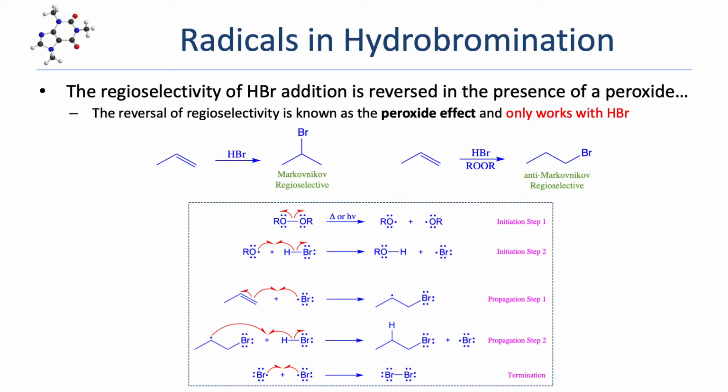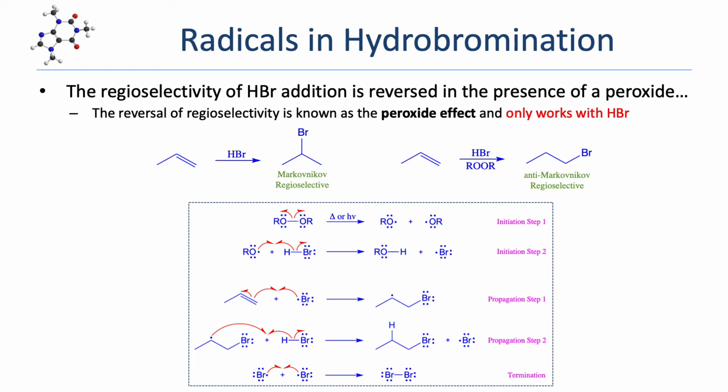Another reaction that involves radicals as intermediates is the hydrobromination reaction in the presence of a peroxide. You might recall that addition of HBr to an alkene typically proceeds with Markovnikov regioselectivity. Here we see an example with propene reacting to give 2-bromopropane. The reaction involves the formation of a carbocation intermediate, and the more stable, more highly substituted carbocation is formed more quickly. In this case, the halogen ends up bonded to the more highly substituted carbon of the original alkene.